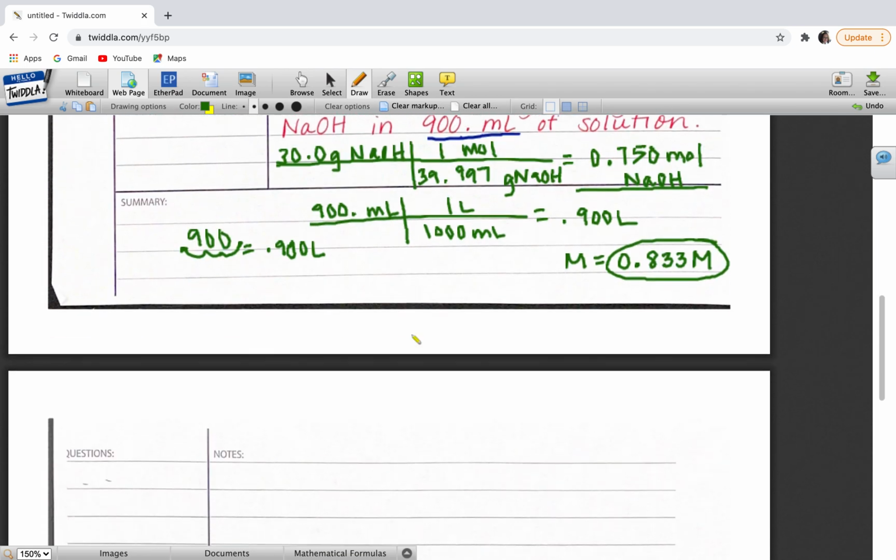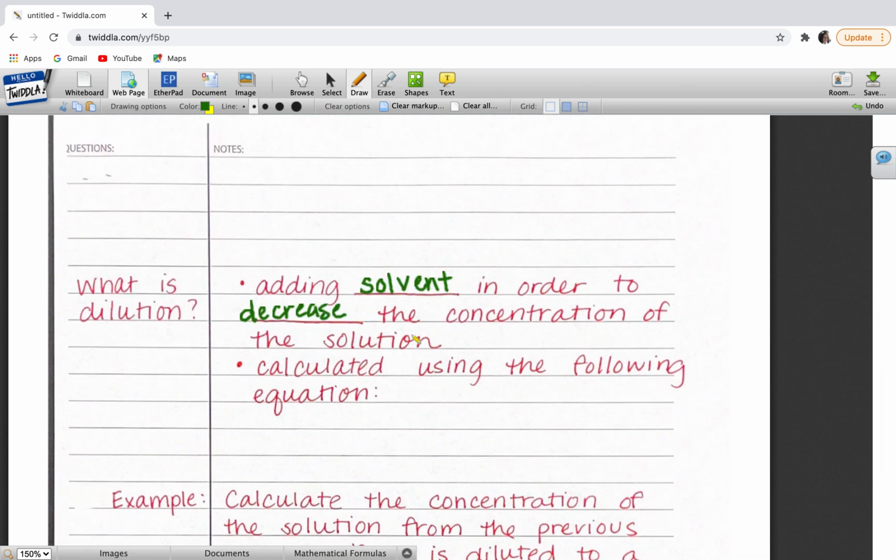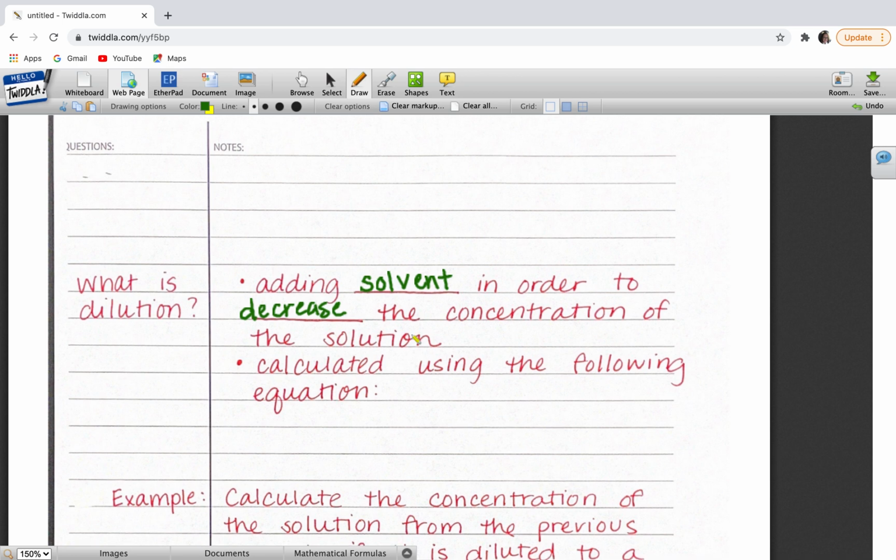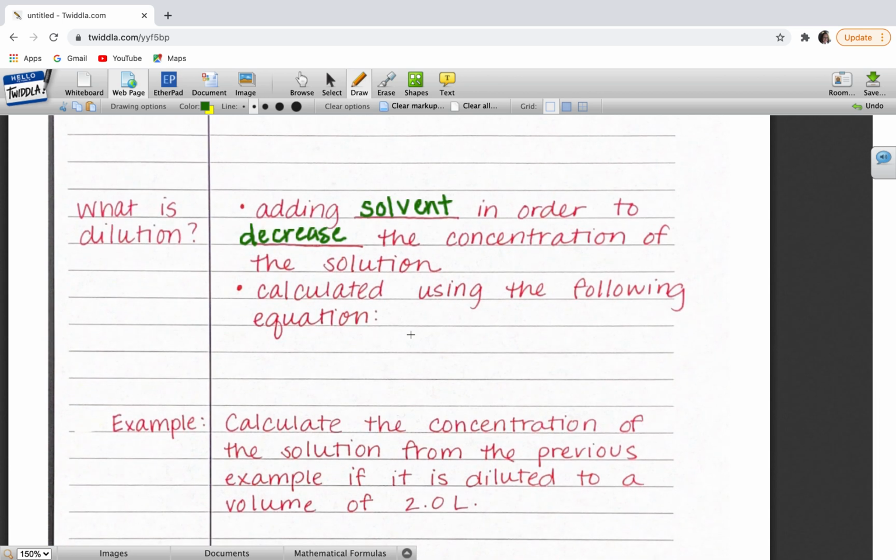And so that's what dilution is. We add liquid, most of the time water, right? We water it down, we add water, and that's going to decrease the concentration of the solution. Okay, so we have a special equation just for dilution.